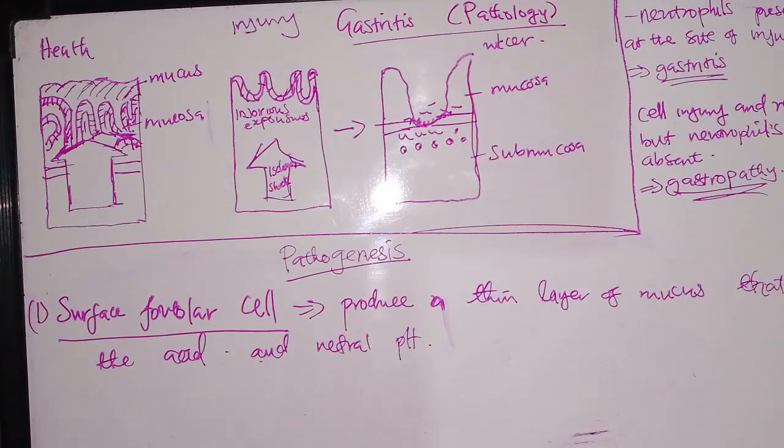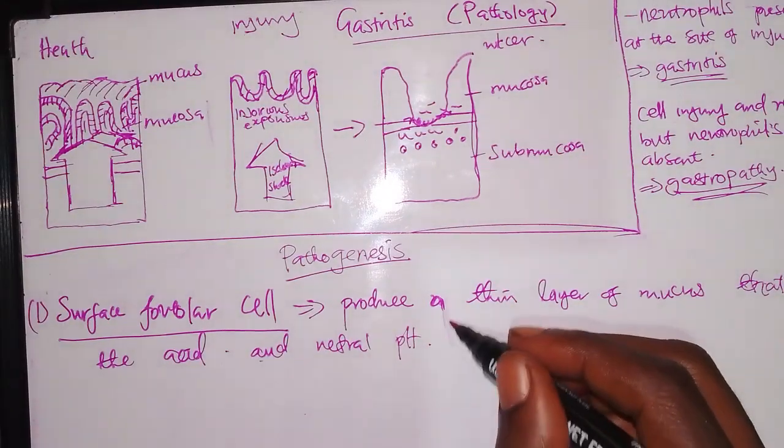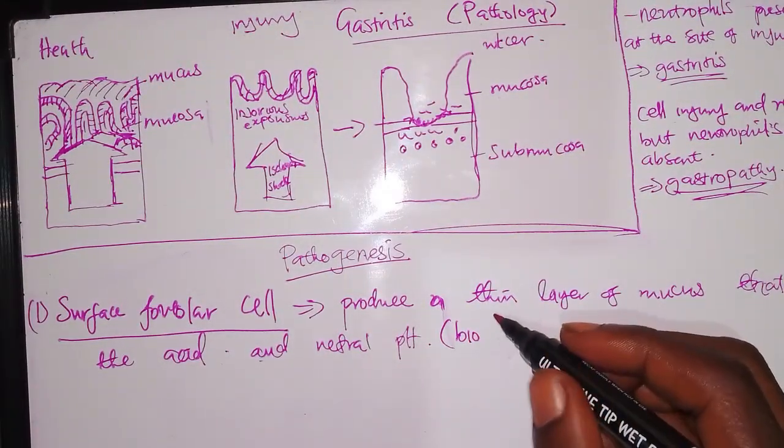Yeah, so this is the function of the surface foveolar cells, which are found in the lining of the stomach. Their function is to produce a thin layer of mucus that can resist the acid, and they also have a neutral pH. You might wonder why they have a neutral pH. It is because they also secrete what are known as bicarbonate ions.